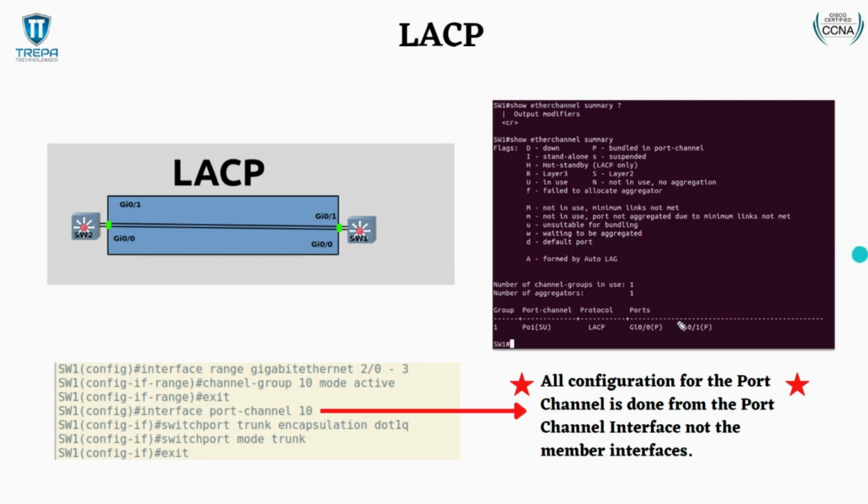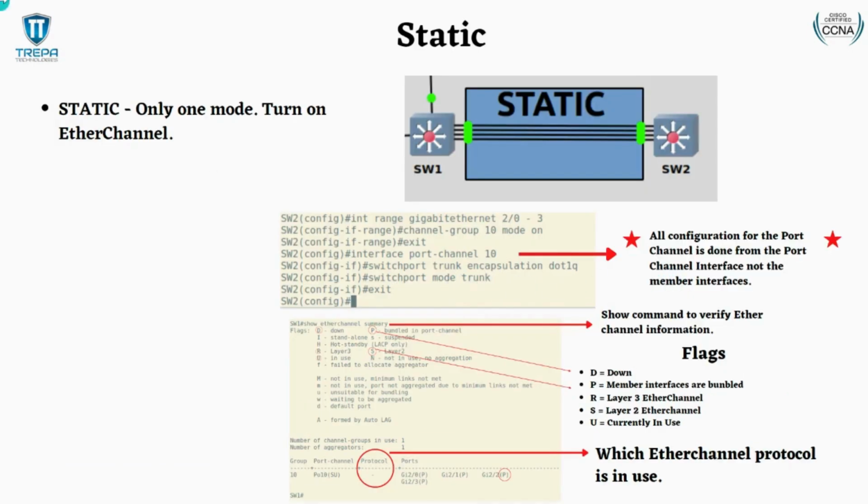Okay, and then LACP is configured the exact same way. Check it out. The only thing different is that the active command is now placed as the mode. And another thing about this channel group number, guys, it does have to match on both sides. It's part of that negotiation. It's part of that formation of the Ether channel. Both sides have to agree on an Ether channel or port channel number. And then static: there's only one mode for static, and that's mode on.